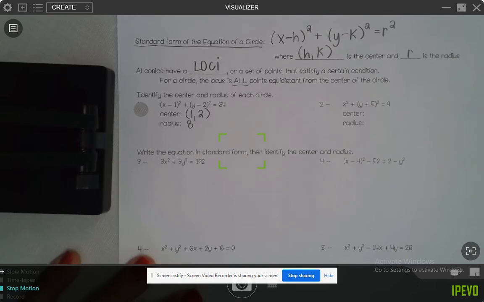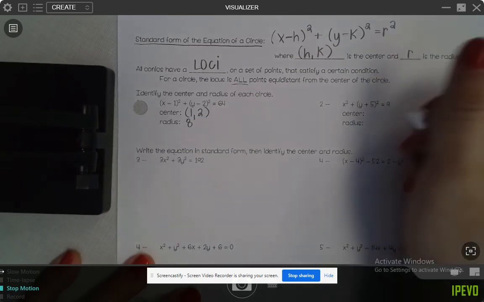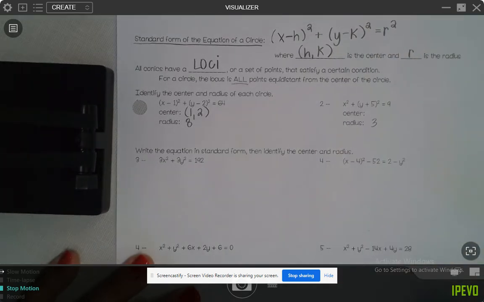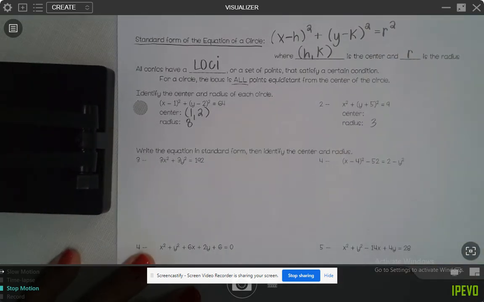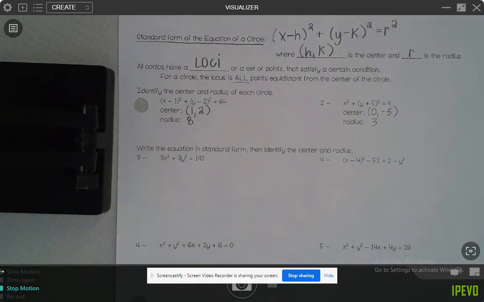What's my radius on number 2? 3. Because I have to take the square root of 9. What's my center? Careful, what's in with the x? There's nothing in with the x, right? So it's 0. So 0, -5. 0, -5.